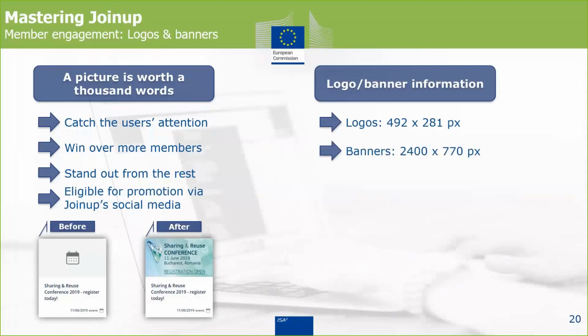Banners. The ideal size is 2400 by 770 pixels. If you stay within this, it will fit perfectly and be mobile friendly too, because these two dimensions have been designed to be mobile friendly. So you will see it nicely outlined and visualized on mobile devices like smartphones and tablets.